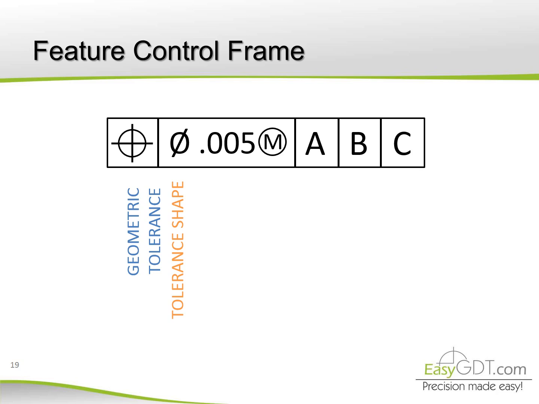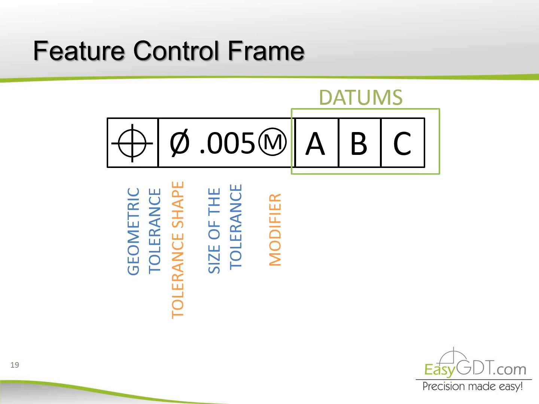Next, we have the size of the tolerance zone, which is a numerical value. After this, the material modifier. It's the condition of material to which the value of the geometric tolerance applies. And at the end, we have the datums, in the order in which they should be restricted on the part: primary, secondary, and tertiary. It may be 1, 2, or up to 3 datums.